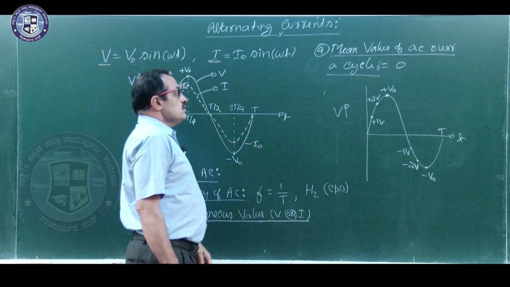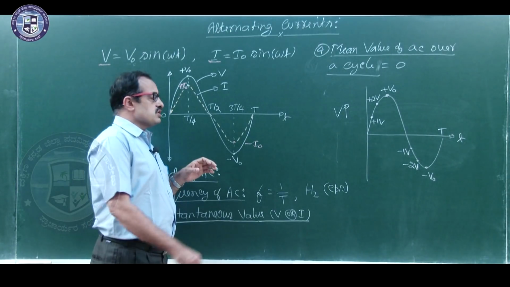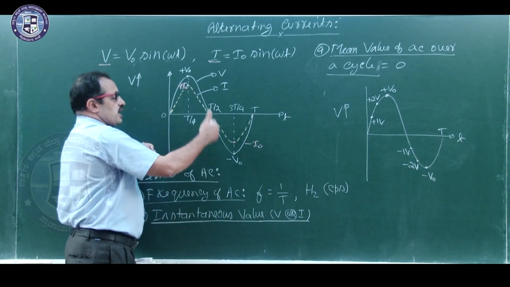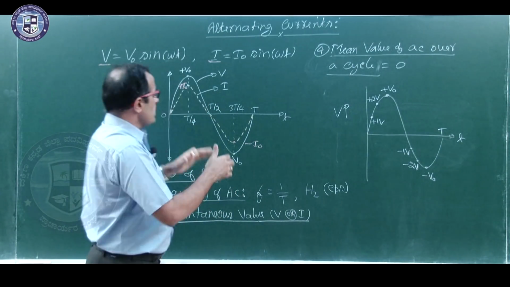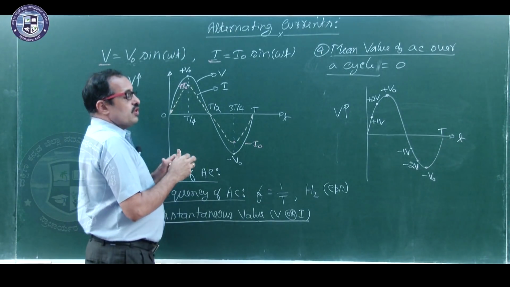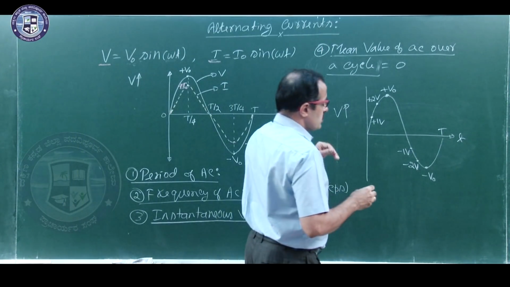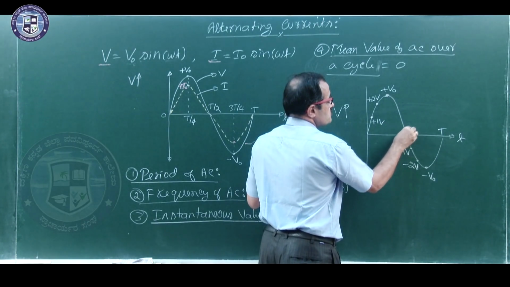Now, somehow I want to find out a mean value, because it changes with the time. So, it is better to have an average value. If I take the full cycle, the answer is 0. So, now we try to find out the average value of AC only for half cycle.